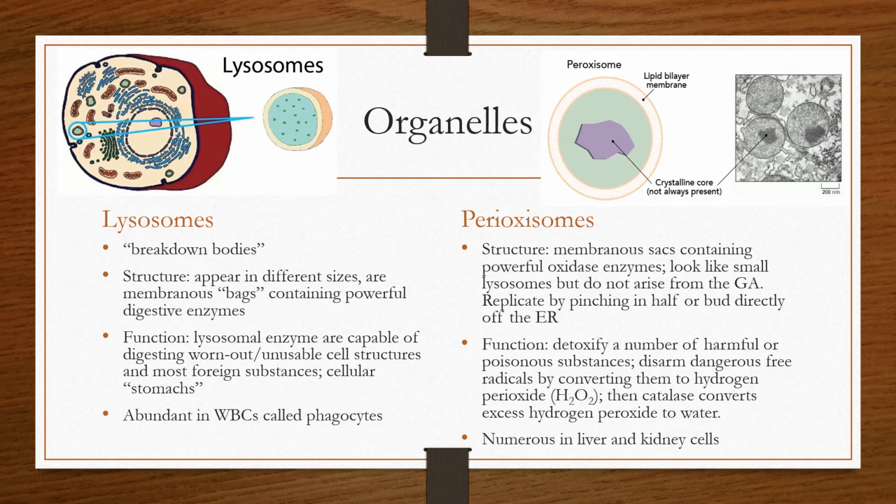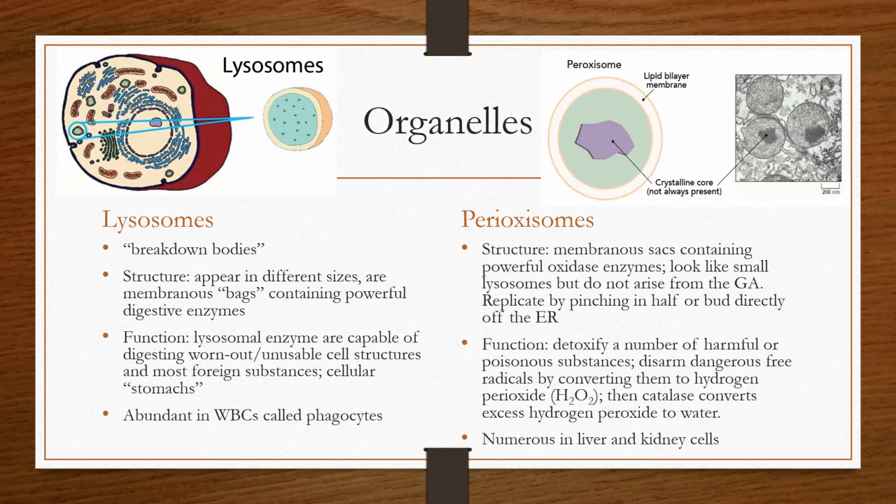Then peroxisomes. The structure is a membranous sac containing powerful oxidase enzymes. They look like small lysosomes, but do not arise from the Golgi apparatus. They replicate by pinching half or bud directly off of the ER. Their function is to detoxify a number of harmful or poisonous substances. They disarm dangerous free radicals by converting them to hydrogen peroxide, and then catalase converts extra hydrogen peroxide into water. They're numerous in liver and kidney cells.